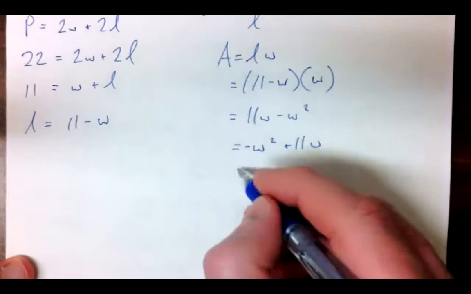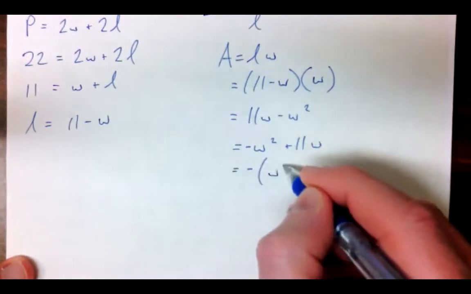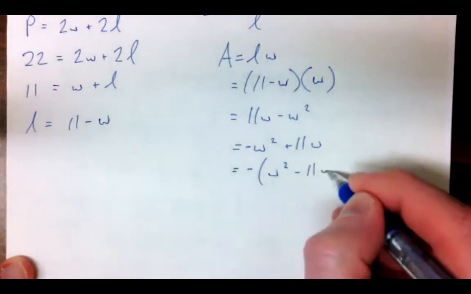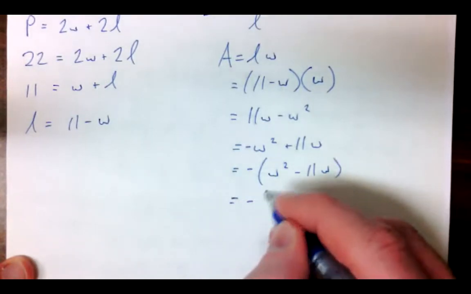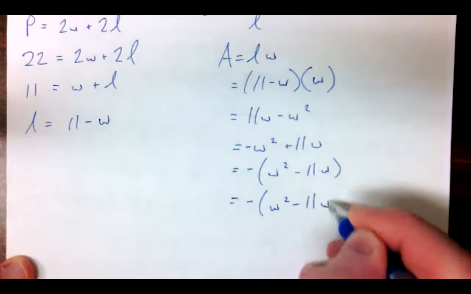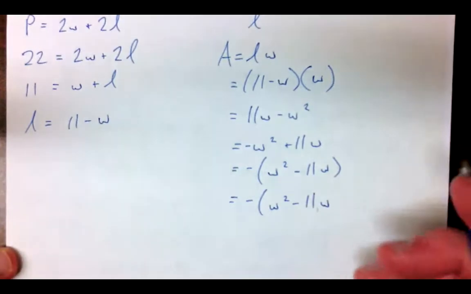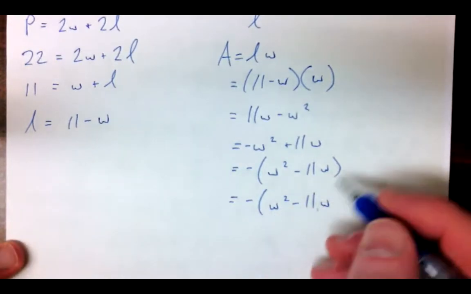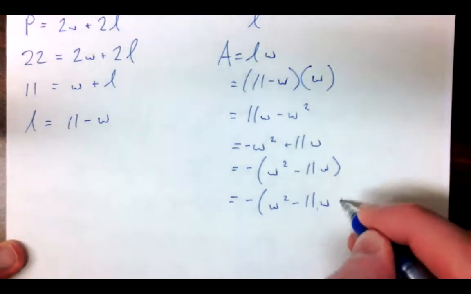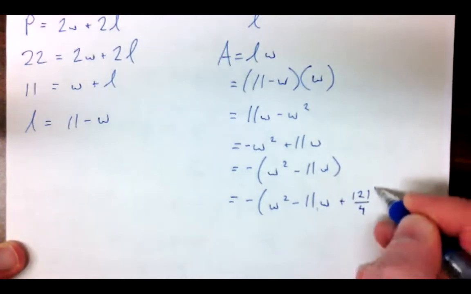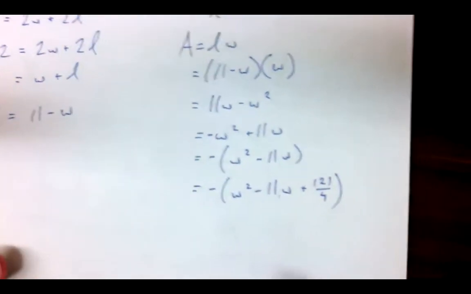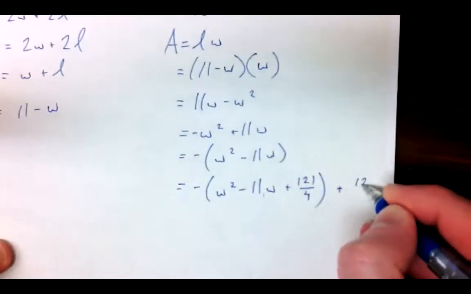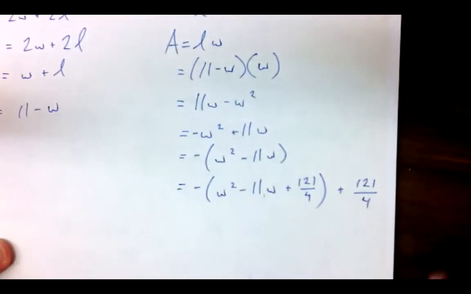Yeah. So we complete the square: negative W squared plus 11W. This is going to be unfortunate. It's an odd number. 11 divided by 2 is 11 over 2. 11 over 2 squared is 121 over 4. You know, that common fraction. So we've just subtracted 121 over 4, so we need to add 121 over 4.